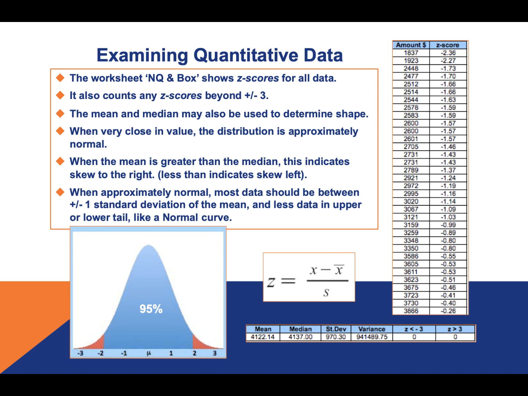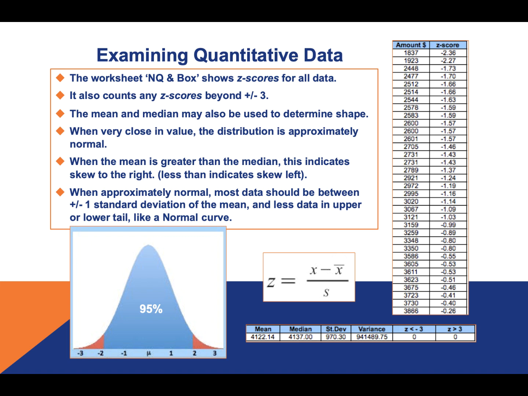The worksheet NQ and box shows z-scores for all data. It also counts any z-scores beyond positive 3 or negative 3, which is a standard for characterizing a data point as an outlier. The z-score measures simply how many standard deviations a data point is from the mean. Any data point that's more than 3 standard deviations from the mean would be off the normal curve and easily characterized as an outlier. The mean and the median may also be used to determine shape.